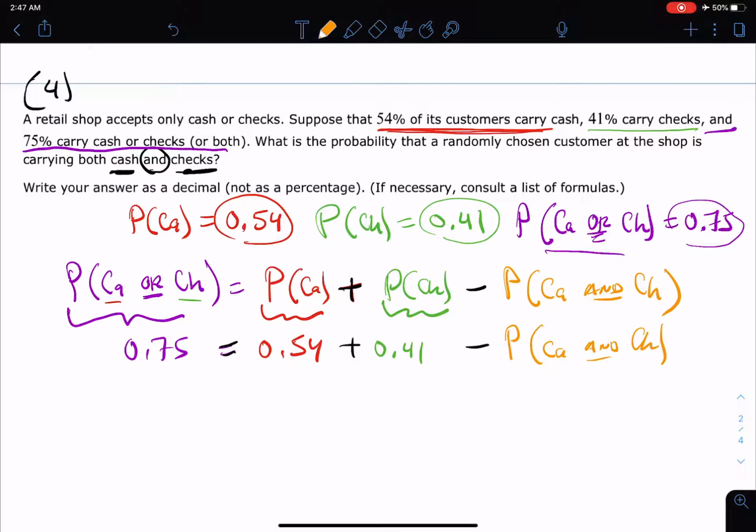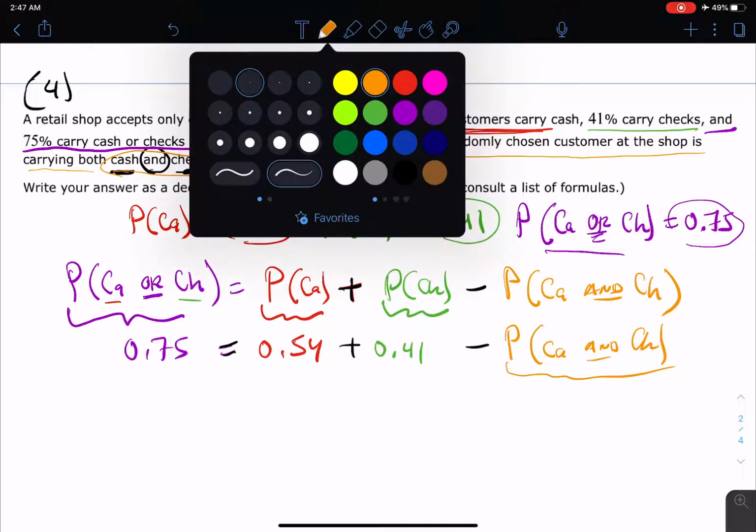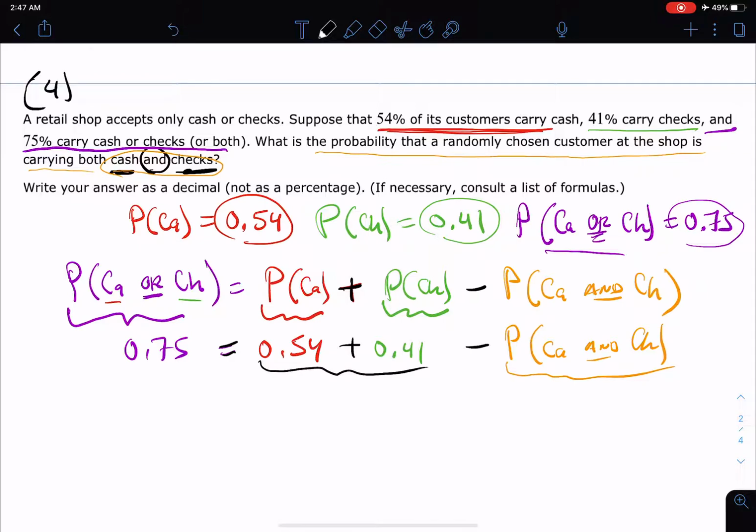Now the key thing that's tricky here is, look, that's what they asked for. What's the probability that a randomly chosen customer at the shop is carrying both cash and checks? And they didn't give us cash and checks, but they did give us everything else in the formula. So this guy right here is the variable, just like if you're solving for x in algebra. So let's go ahead and take care of this. First thing you're going to do is combine like terms, right?